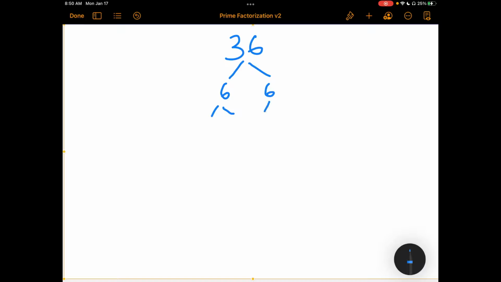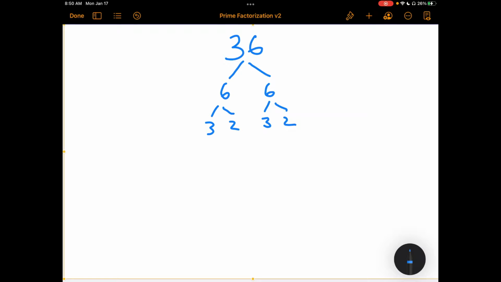So I'm going to create more branches on my tree, and I know off the top of my head, 3 times 2 is 6. So I'm going to write that on both of my sixes, 3 and 2, 3 and 2. And it doesn't matter if you wanted to write the 2 first or the 3 first, just as long as both numbers from your branches make up the big number. So in this case, both numbers, 3 and 2, if I multiply those together, I get the number 6. So now I have 3 and 2 and 3 and 2.